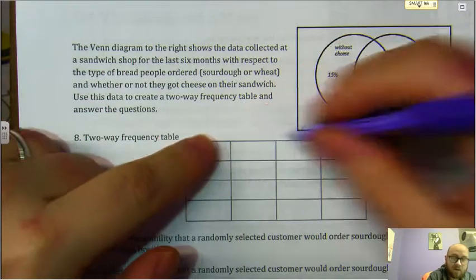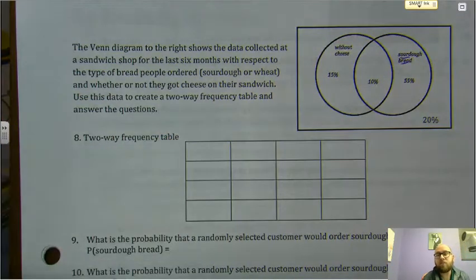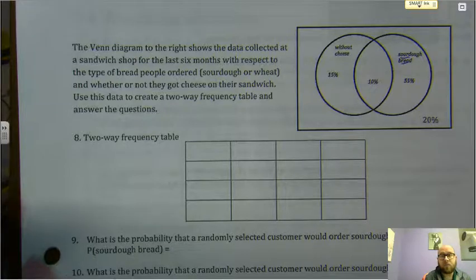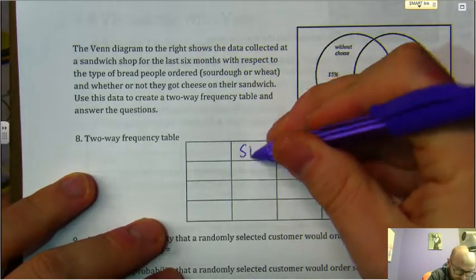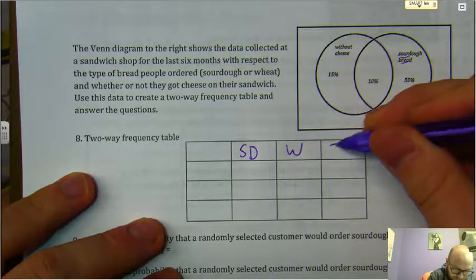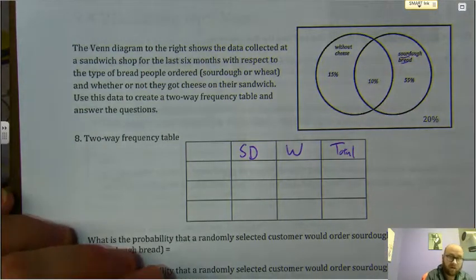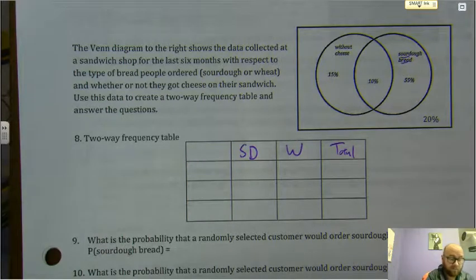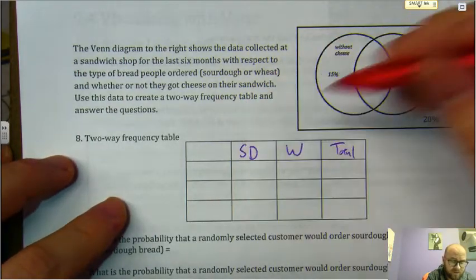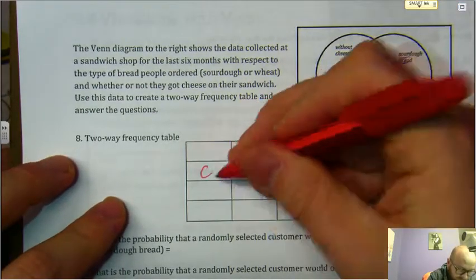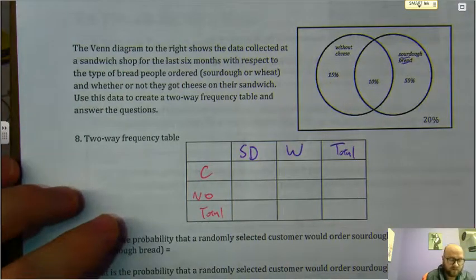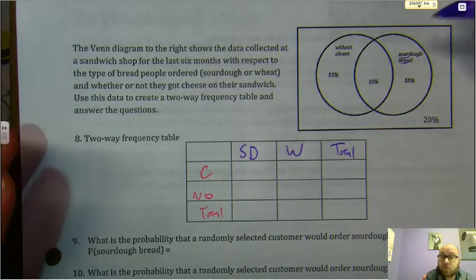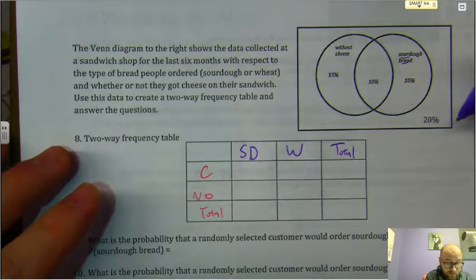Now our columns and our rows should be the different types that we're looking at. This is a two-way, so one of the ways is sourdough or wheat. So this is sourdough bread, this is wheat, and this will be total. Okay, and then we can use the rows to designate cheese or without. So cheese, no cheese, total. I don't know who doesn't get cheese. Anyway, here we are. So from here we can figure out what's supposed to go in each cell.